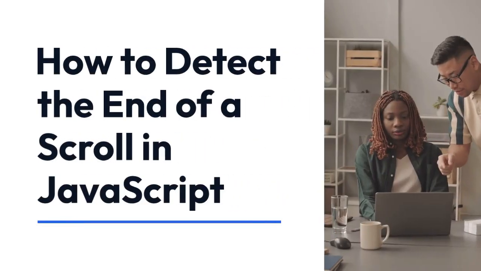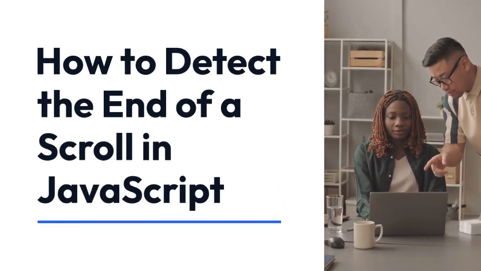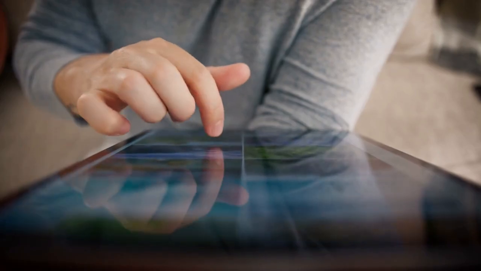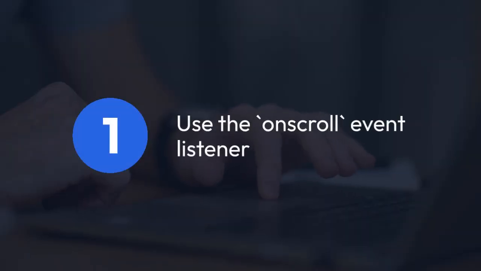We're going to explain how to detect the end of a scroll in JavaScript. There are several ways to achieve this, and we'll cover the most common and reliable methods. 1. The simplest approach uses the onScroll event listener attached to the window.